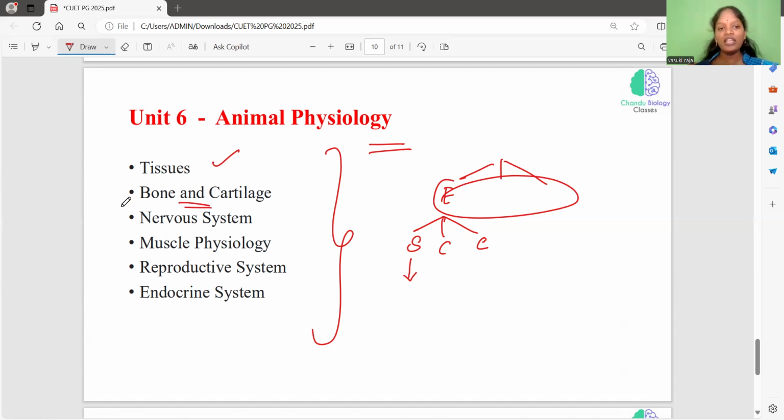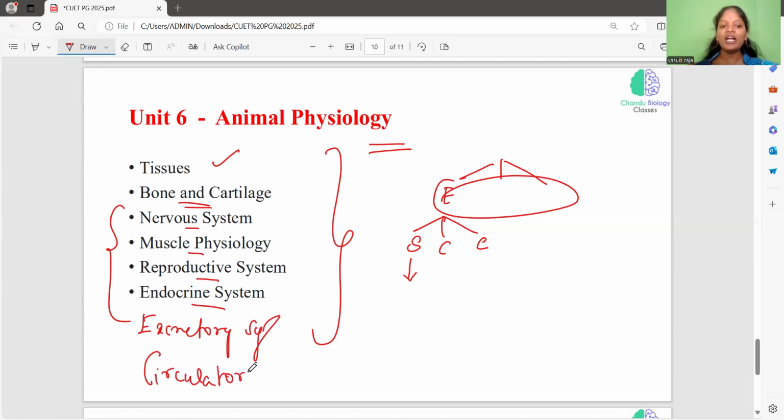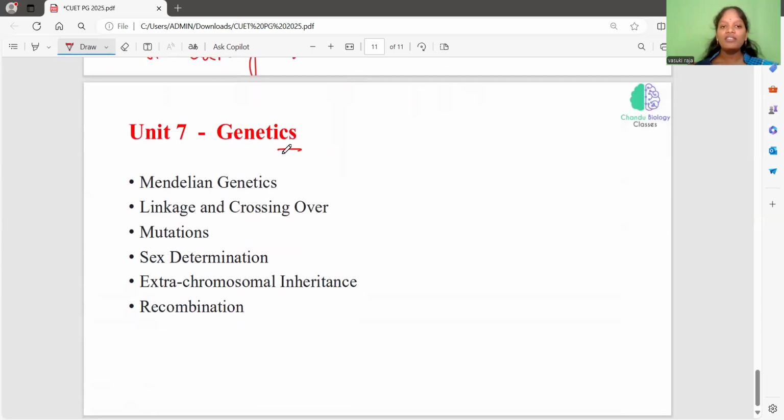Okay, and after that, we have to come to the important systems like the nervous system, muscle physiology, reproductive system, and endocrine system. There are also other important systems like the excretory system and the circulatory system. If we cover all these important systems, the entire animal physiology will be covered. Okay, next, unit 7, the 7th priority unit will be genetics.